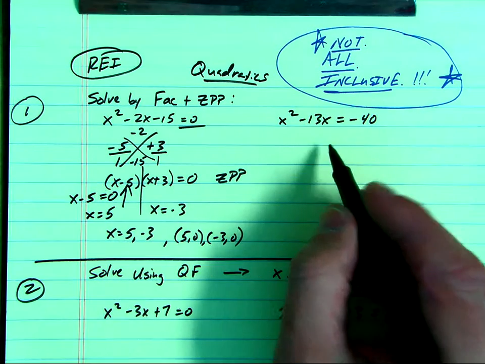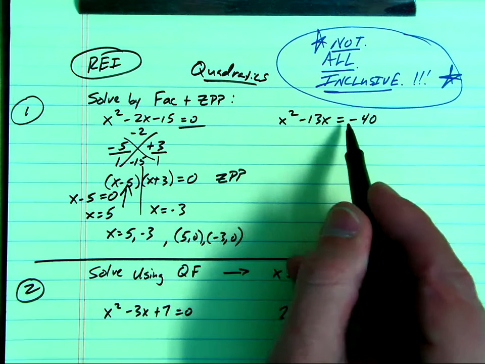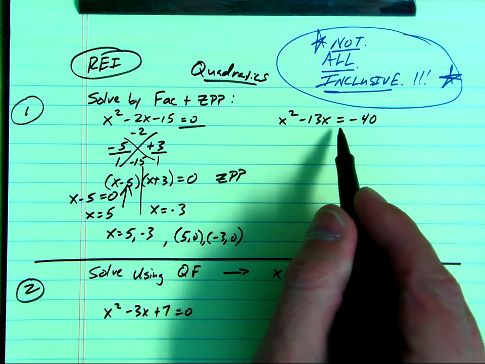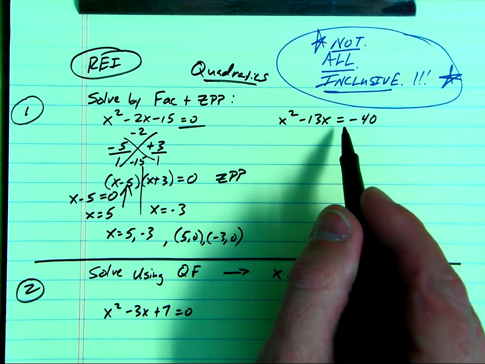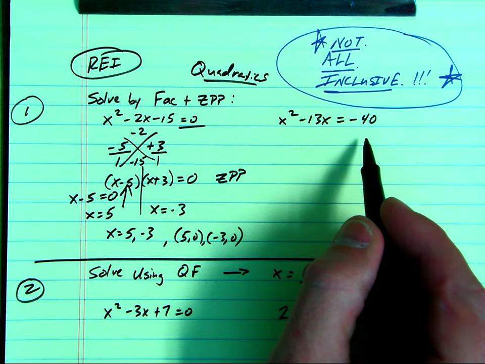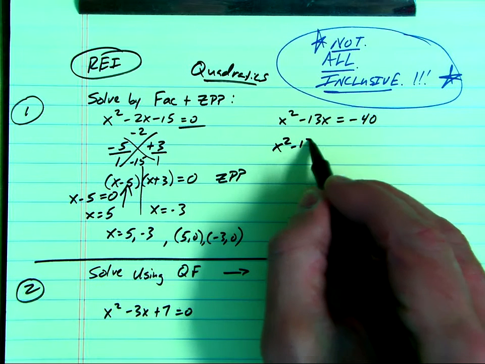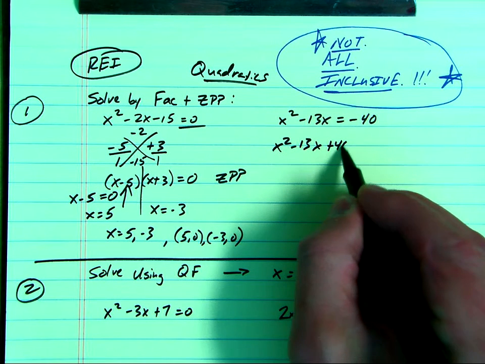Okay? How about over here? You see how this one was in standard form set equal to 0? What's wrong with this one? Yeah, you got to move the 40 to the left side by adding 40. You got to get it set equal to 0 before you can factor. That's a concept that sometimes we don't concentrate enough on. So move the 40 over here, and it becomes positive 40.